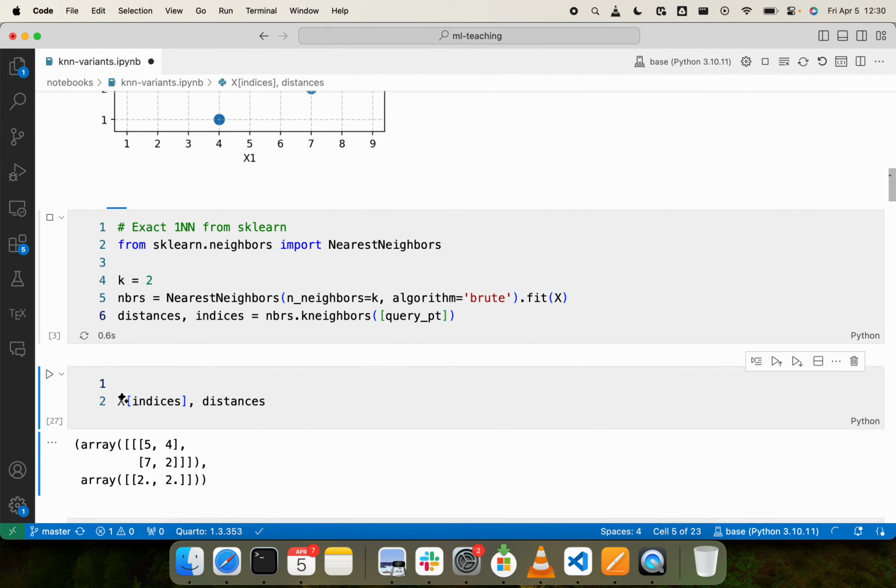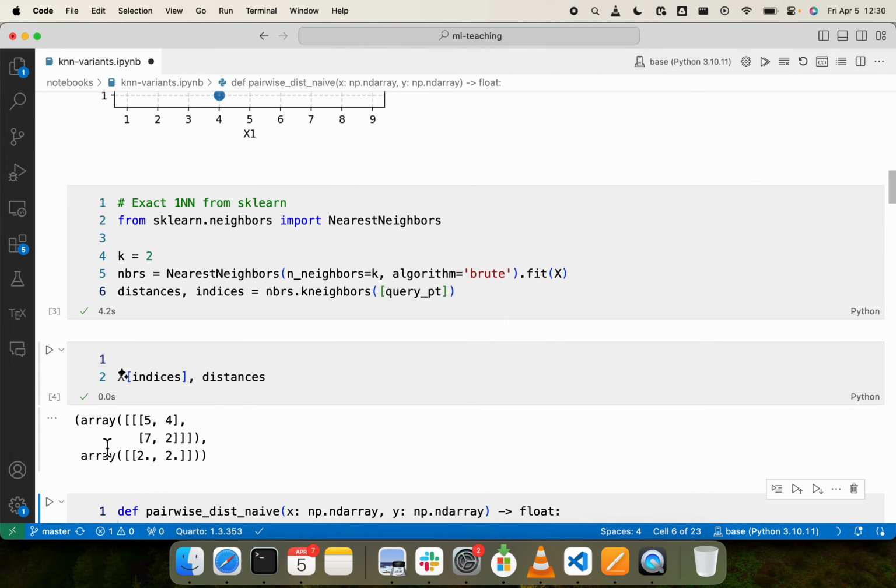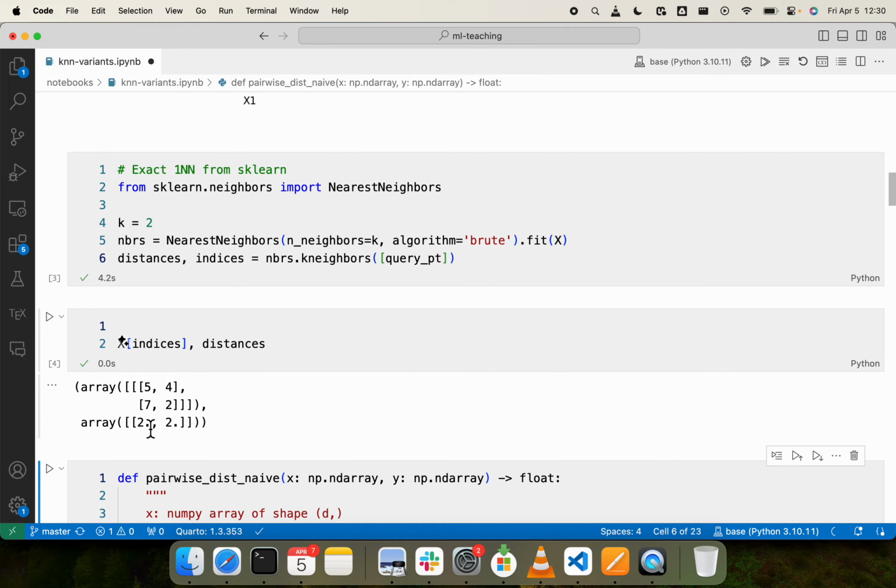If I run this, I get the closest 2 points to be 5,4 and 7,2, which is expected, and the distances to these points being 2 and 2, which is again expected.